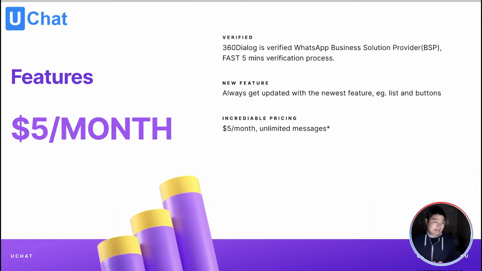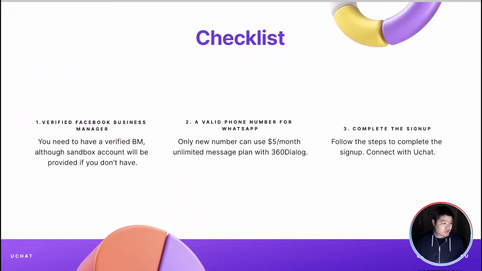They are a verified WhatsApp business solution provider, and the verification process is very fast. Technically, I got my number within 5 minutes, and I already had the APIs and the integration done with UChat. That's why we are choosing them. Now let's go to the next.